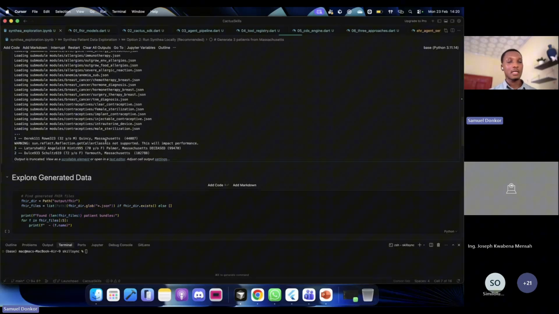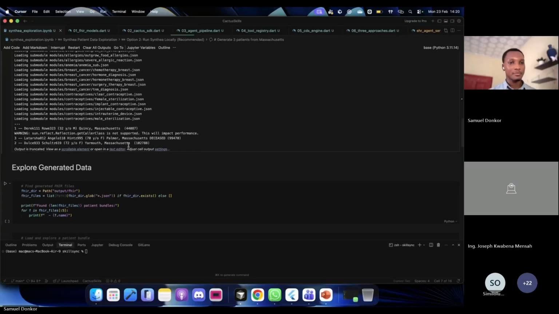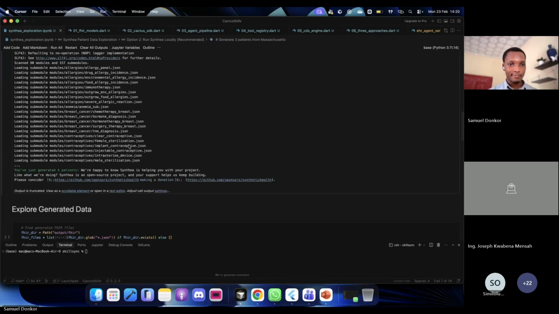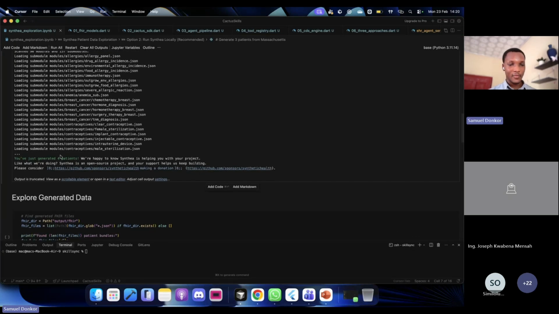Okay, cool. Let's give it a couple more seconds to finish generating our synthetic data, and we'll start exploring it and playing with it. All right, cool. And mind you, since we're using zero index in Python, it's actually going to generate 4 patients for us, right?